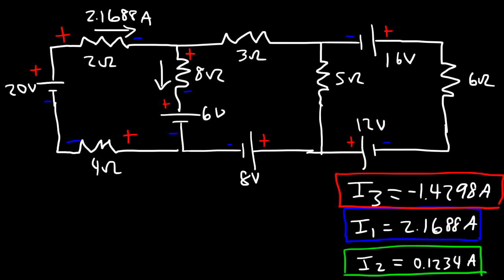Now I1 minus I2, if we subtract these two currents, that's going to give us a positive value. And I1 minus I2 flows through the 3 ohm resistor. And so that's 2.1688 minus 0.1234. And so this current is 2.0454 amps. So this is going to be the positive side of the resistor, and this is the negative side. Now I3 is a negative value. Before, we defined I3 flowing this way, but in actuality it's flowing in that direction. And so therefore this should be positive and this should be negative.